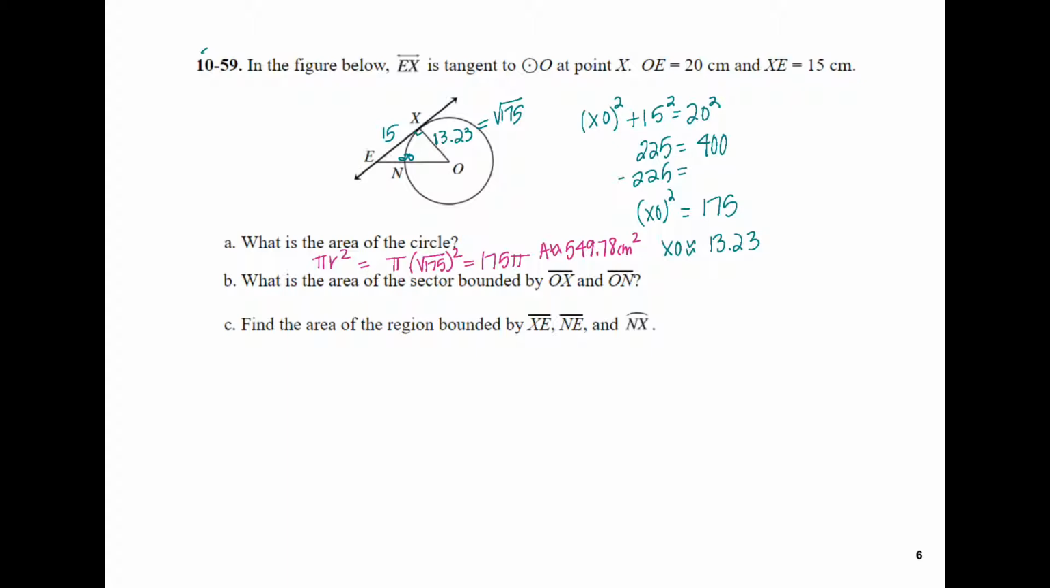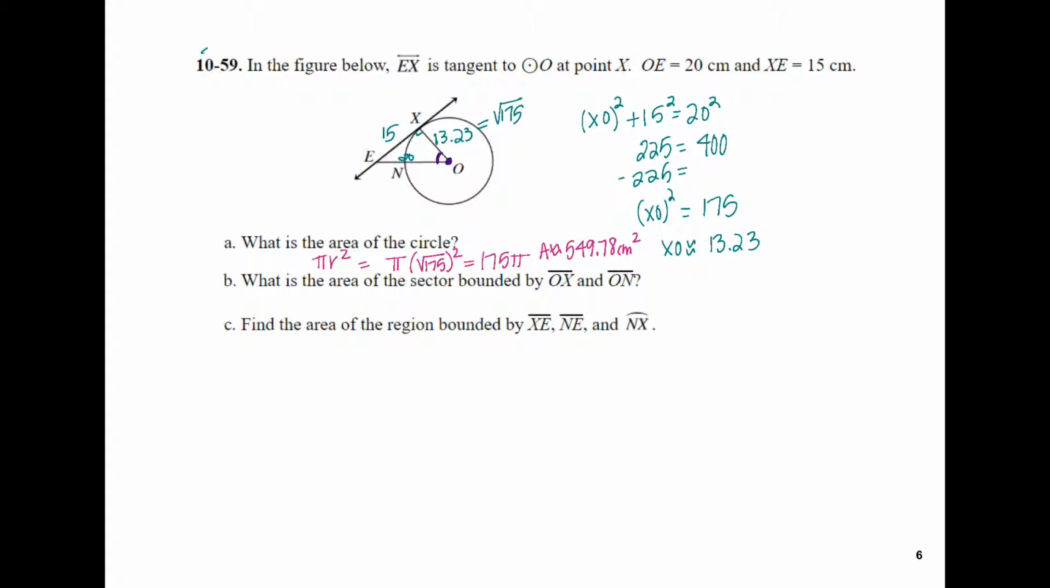What is the area of the sector bounded by XO and ON? So we know that we're working with a right triangle. So I know that this is a central angle. So I can use my right triangle trig to find out what this angle is. We know the area of our entire circle, so we just need to divide that by the number of pieces our circle can be cut into.